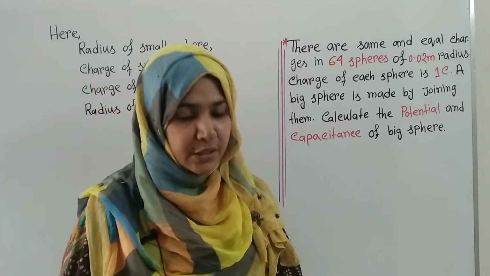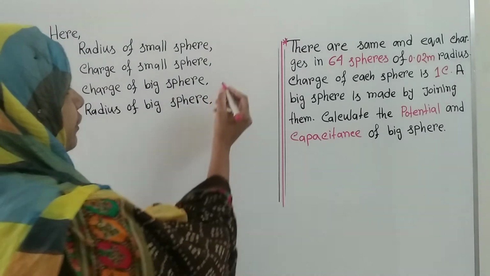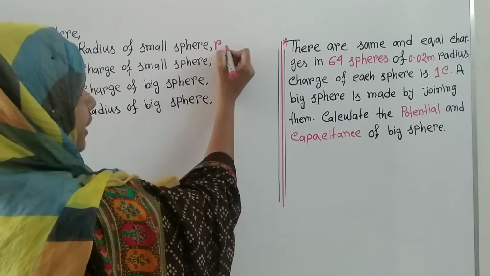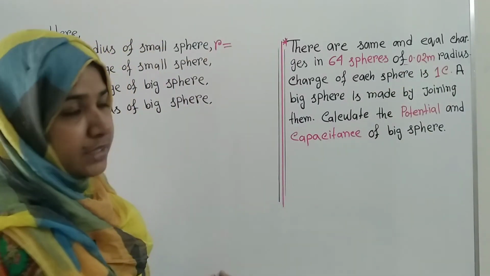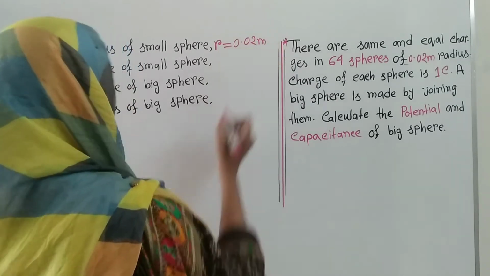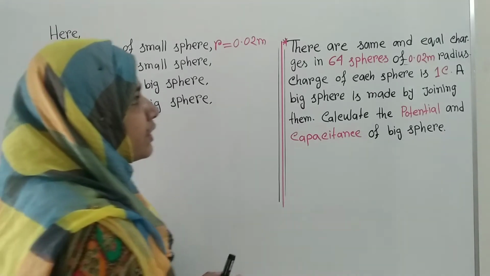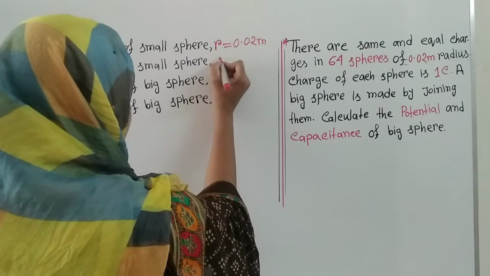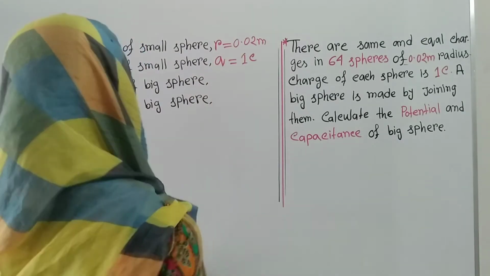So here the given information is the radius of the small sphere. If we consider the radius of the small sphere as small r, then the value of small r is given here, 0.02 meter. Now the charge of the small sphere. Here you can see that they gave the charge of each sphere is 1 coulomb. So we can write that the value of small q is equal to 1 coulomb.